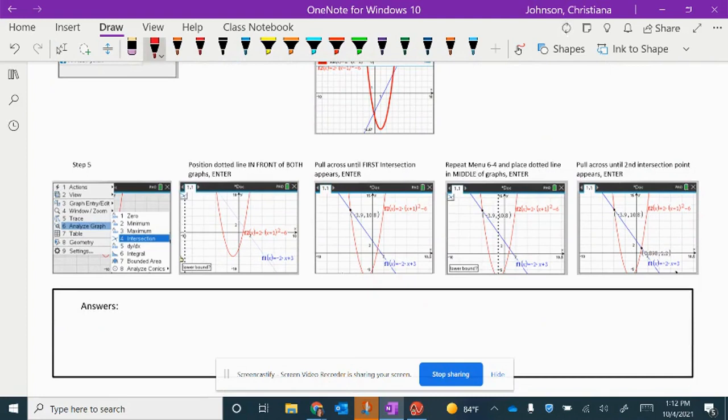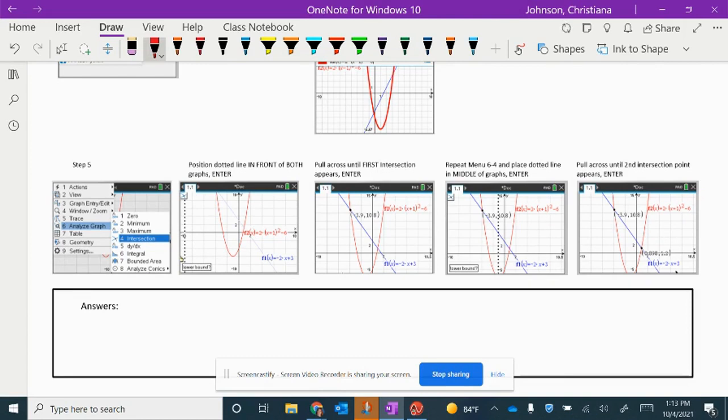We will put our dotted line somewhere in front of the two graphs, hit enter, pull across until our point shows up. If you don't immediately see the point when you've actually set your settings, you may have to reset them, which is what I had to do. And then we put our dot in the middle, do menu 6-4 again, start with our dotted line in the middle, pull across, and when we see our second point, hit enter.